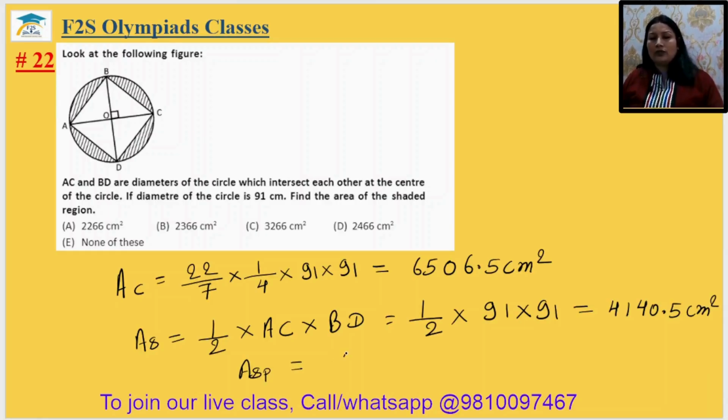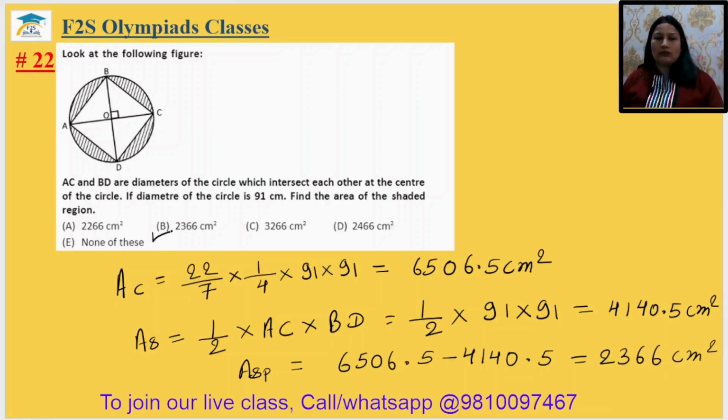Area of the shaded part will be 6506.5 minus 4140.5. This is equal to 2366 centimeter square. It is in the option number B. The 22nd answer is option B.